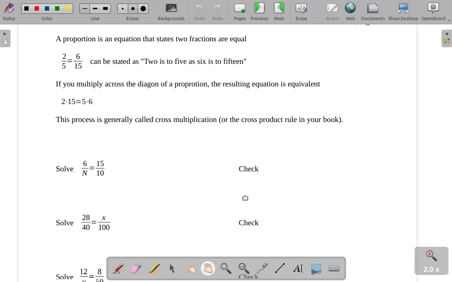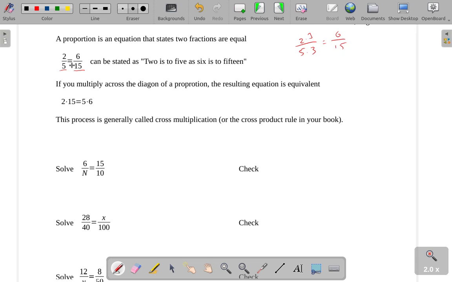A proportion is an equation that states that two fractions are equal. So you can see the example I have here is that I say 2/5 equals 6/15. You can check this based on your knowledge of fractions. If you took 2/5 and multiplied both the top and the bottom by 3, we would get 6 on the top, we'd get 15 on the bottom. You can see that that's a true statement.